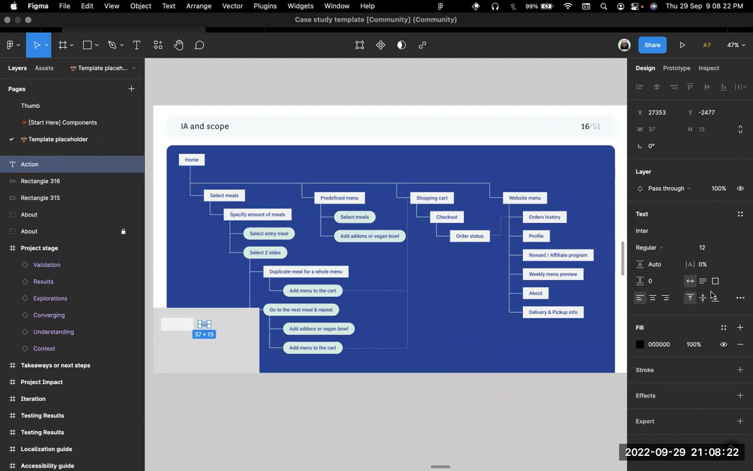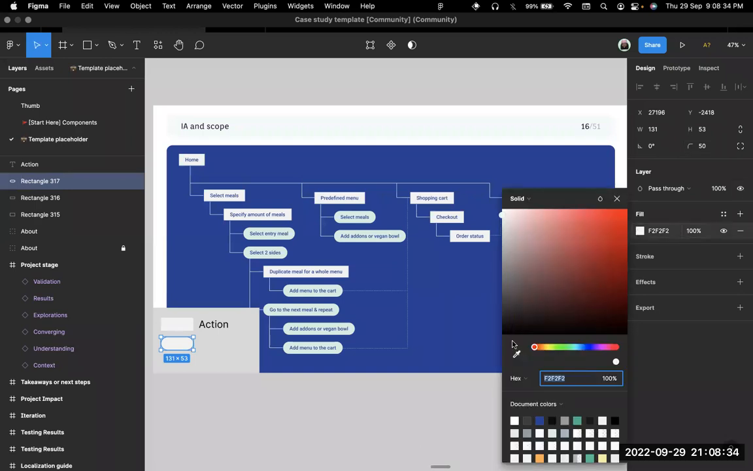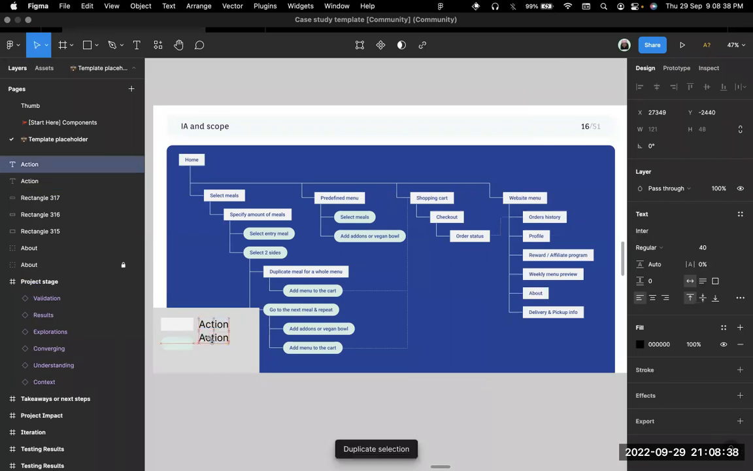That text is small. Let me make it 40. So this means an action, and when you have another item with a border radius, let's use 50, and it looks like this. We can call this, I really don't know what, but I'm saying these are also actions.